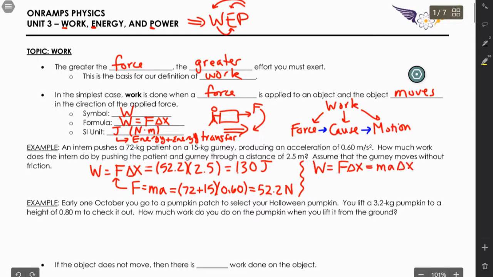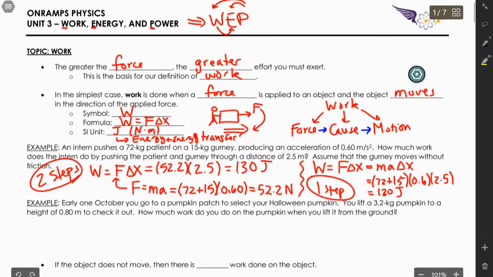So you can see it just becomes MA delta X. But the MA, again, we're just going to do 72 plus 15 times 0.6 times 2.5. But notice we've done the same math. And so this is still going to be 130 joules. Whichever method you take, this is 2 steps, and this is 1 step, right? So whatever method you use, you're going to end up with the same answer, okay?